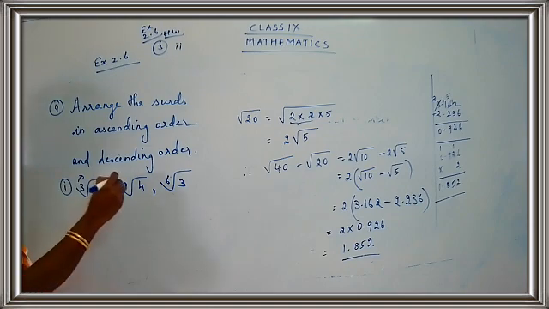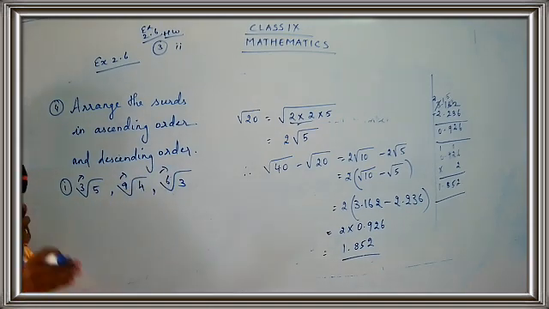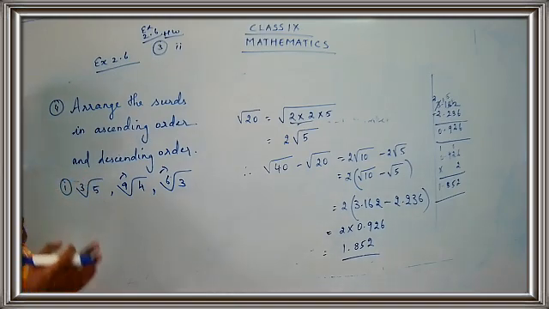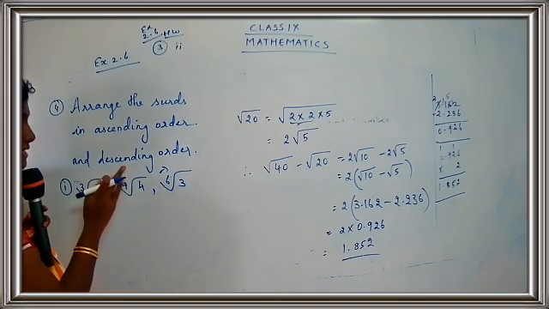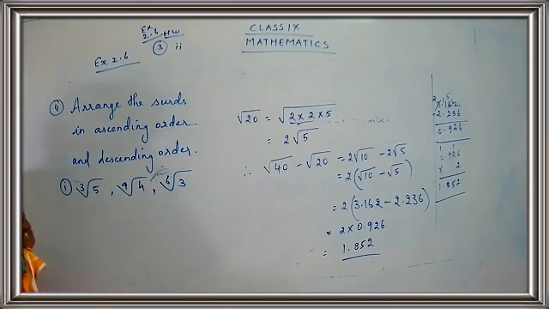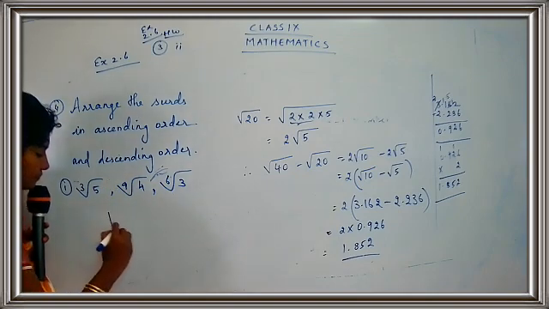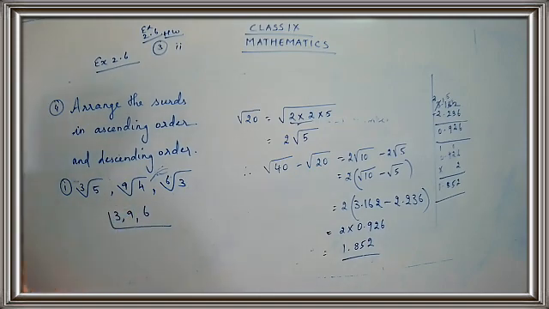What is the index over here? It's 3. What is the index here? It's 9. What is the index here? It's 6. So we have to make the index same. And once you make the index same, we can arrange the surds in ascending or descending order. So for getting the same index, you are going to take the LCM of the indices, that is 3, 9, 6.